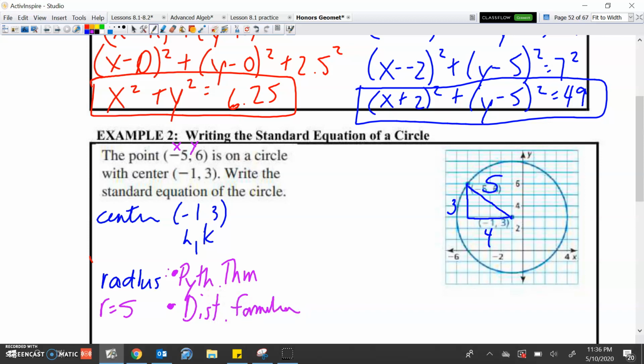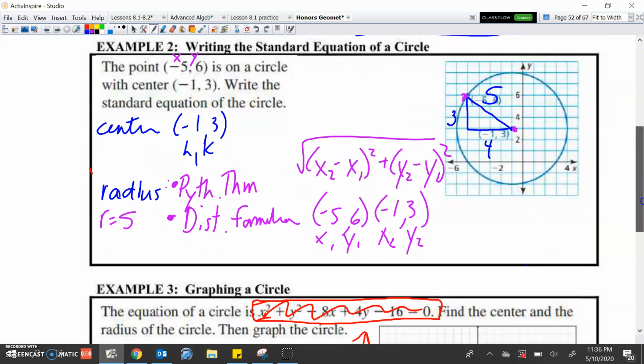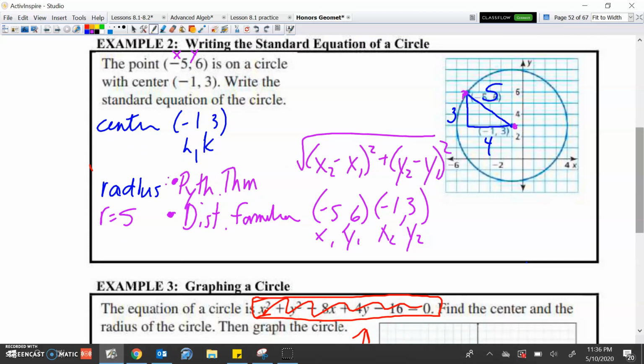But I could use the distance formula between the points negative 5, 6 and negative 1, 3. So distance formula, remember we take x2 minus x1 quantity squared plus y2 minus y1 quantity squared. So this could be x1, y1, x2, y2, and you could do that as well, okay? And then the last way is actually going to use our formula. So I want to show you that formula for the equation of a circle.